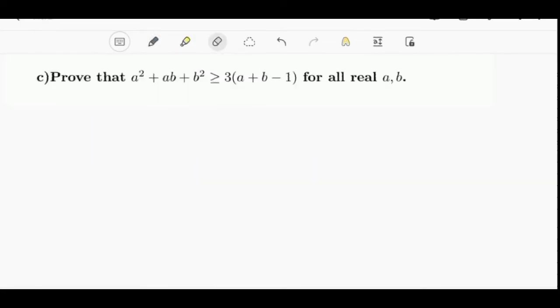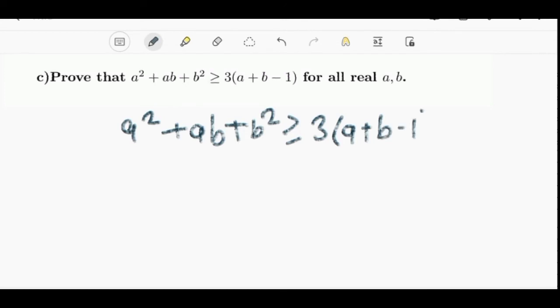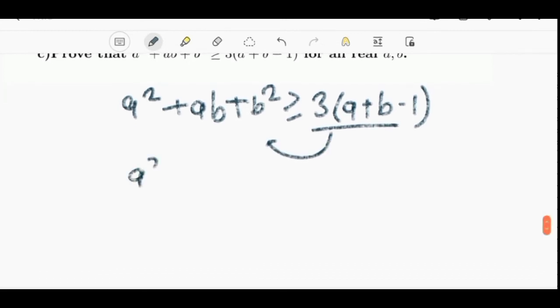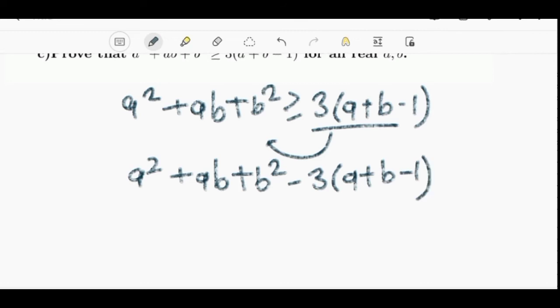So the next problem is an inequality problem, but we are going to solve this using a polynomial. Let's consider this inequality expression, which is a squared plus ab plus b squared is greater than 3a plus b minus 1. I'm going to shift this to the left hand side, so we'll obtain a squared plus ab plus b squared minus 3a plus b minus 1 greater than or equal to 0.